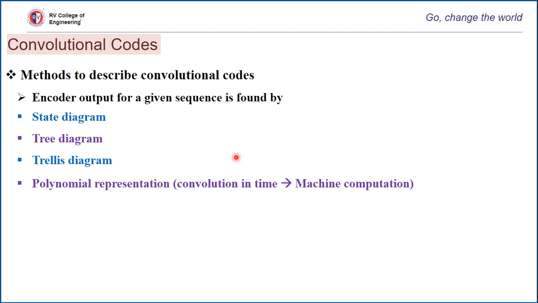Polynomial representation is a representation of convolution in time, which is extensively used in machine algorithms. For any machine using computational algorithms, convolution in time or polynomial representation can be utilized. So without much ado, we'll begin with representing encoder output with state diagram.